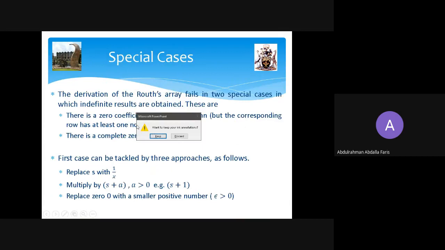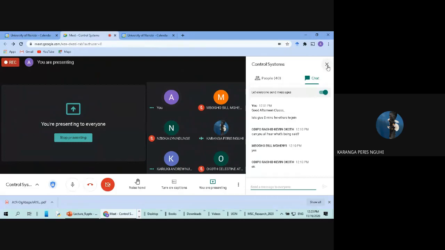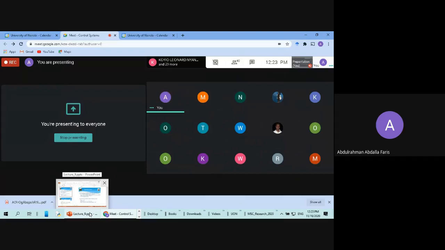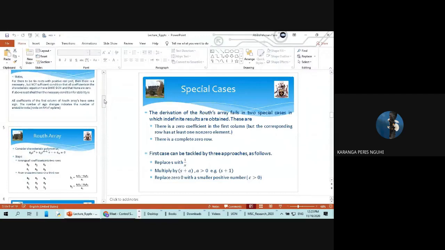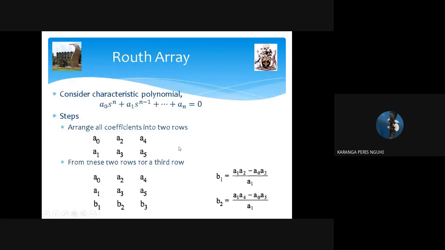Anyone with a challenge there? I have a question from the first slide. Yes. How were we supposed to get B3? It is in the one obtaining B1, B2, B3. How are we supposed to calculate B3?